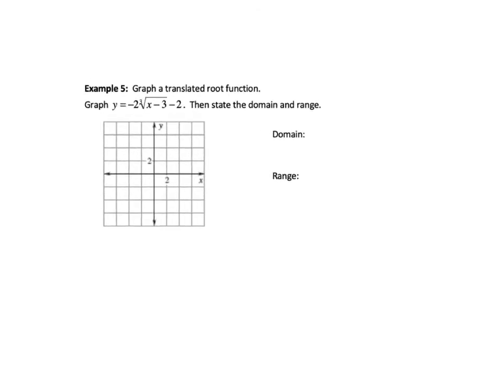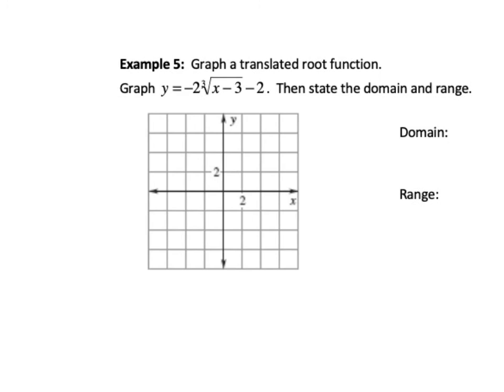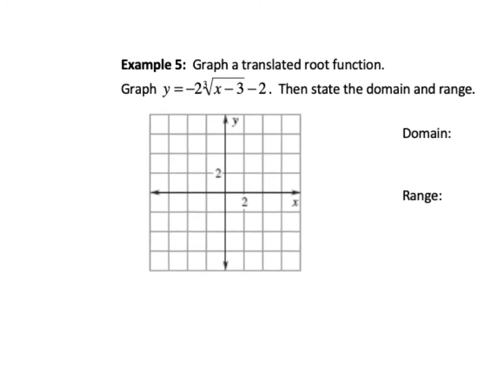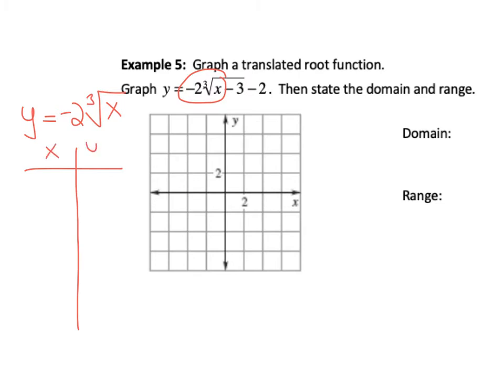Alright, let's try it again. Next example here. This time around, we have a cube root function. So first of all, we make a t-chart for our parent function, and that's these guys right there. I'm going to do y equals -2 times the cube root of x. And I always like to pick numbers that are easy to take the cube root of. So I chose numbers like -8, -1, 0, 1, and 8.